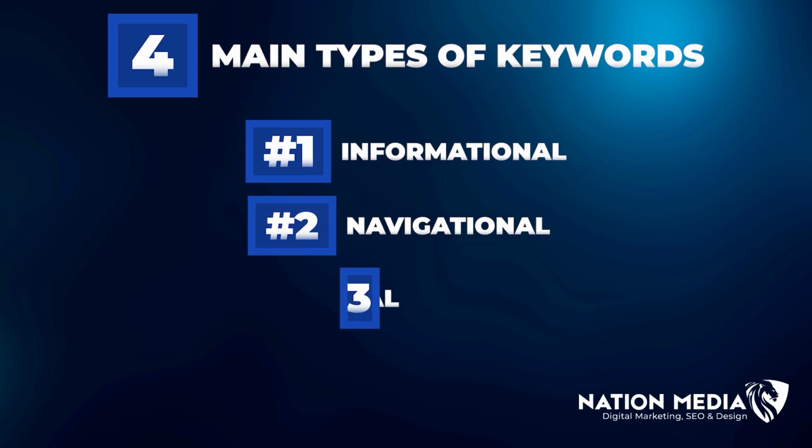Informational, navigational, commercial, and transactional. Let me go through these real quick. Informational: the searchers want to find information. Navigational: searchers want to find a specific site or page. Commercial: searchers want to investigate brands, products, or services. Transactional: searchers want to complete an action, make a purchase.